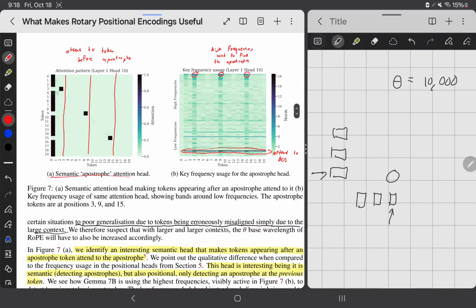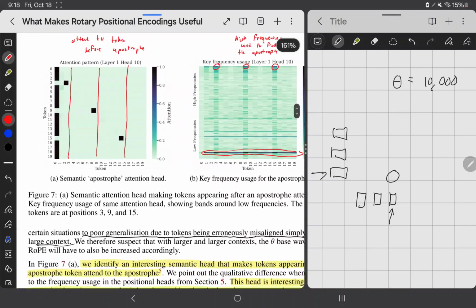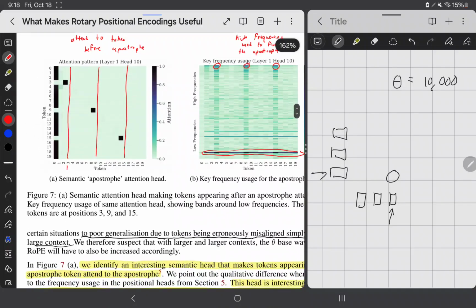So this is a semantic apostrophe attention head. That's what they name it. Basically, what this does is every time it finds an apostrophe, so at 3, 9, 15, it attends to the previous token. So this requires you to use position and also semantics.